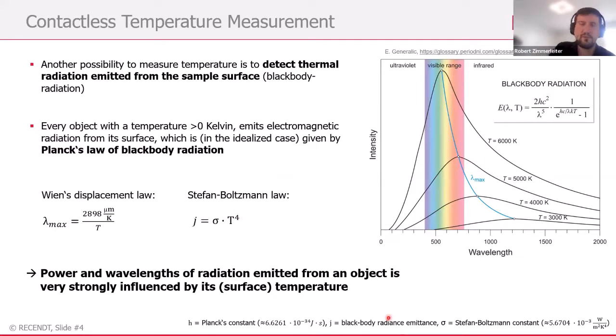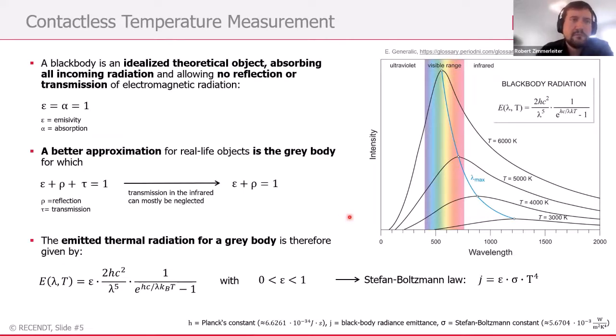So the most important thing to know is that both the power and the wavelengths of the radiation emitted from an object's surface at a certain temperature are very strongly influenced by the surface temperature of the object. So if you change the temperature, not only will the power change, but also the wavelength, and the distribution of intensity across the wavelength scale will change significantly. So just a little bit more of this blackbody theory.